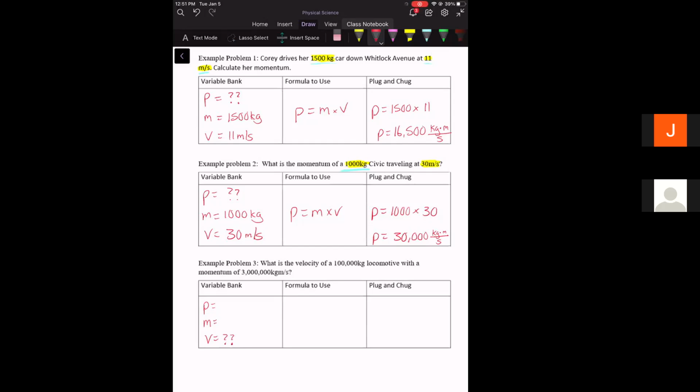All right. And then we had 100,000 kilograms. And then we have the 3 million kilogram meters per second.